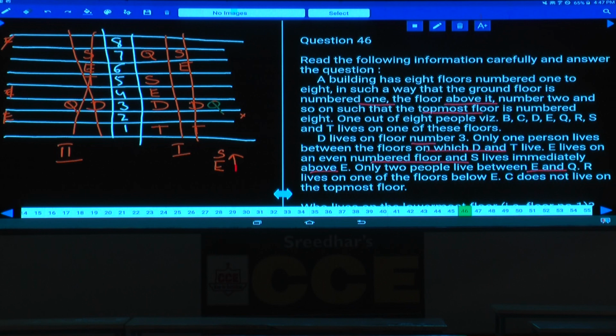And R lives on one of the floors below E. R is on one of the floors below E, hence R must be on the second floor, that is the only vacant floor below E. C does not live on the topmost floor. As C is not living on the topmost floor, C must live on the 6th floor. If C is on the 6th floor, then who is the person left over? B is the person left over, and this B must be on the 8th floor. Now, this is how these 8 persons are staying on 8 different floors: BQ, CS, ED, RT. Done?